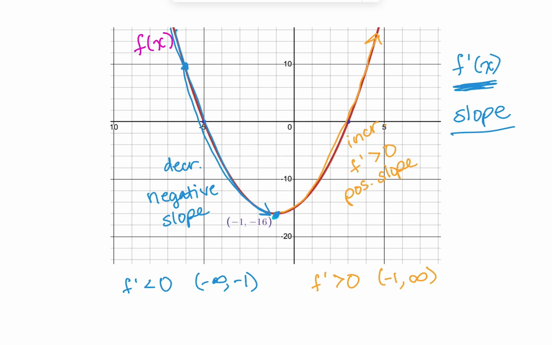So everything after -1 going all the way up to infinity, we have a positive slope on our graph, which means that the derivative is going to be positive. And again, everything to the left of our vertex, so all x values from -infinity up until -1, since the graph of f has a negative slope, that means f prime is going to be negative. So let's think about what that means for the graph.